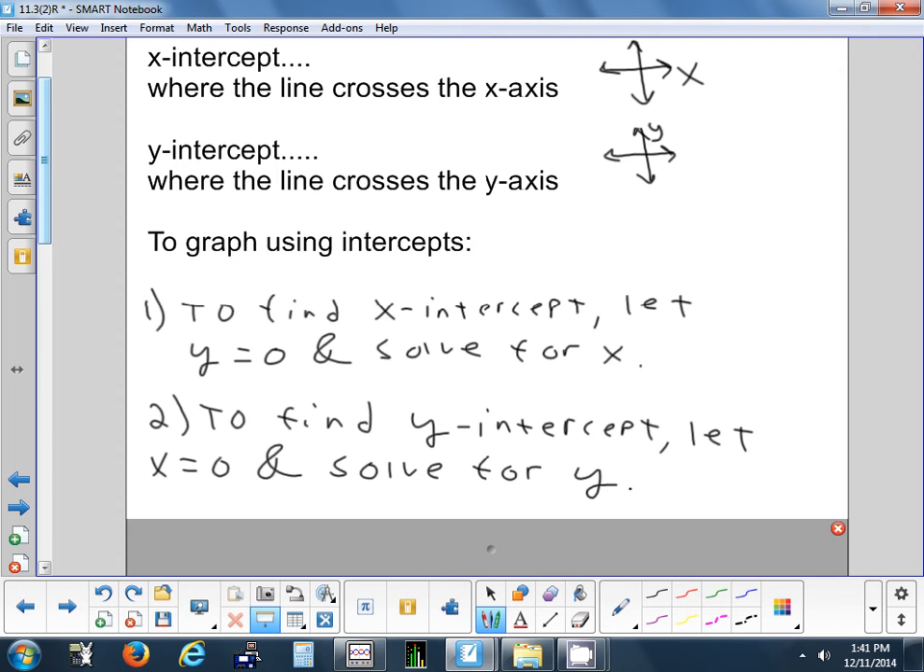Make sure you write that down. People get a little confused on that. Because to find the y-intercept, you let x equal 0, but to find the x-intercept, you let y equal 0. So sometimes it doesn't quite make sense, but that's how you do it.